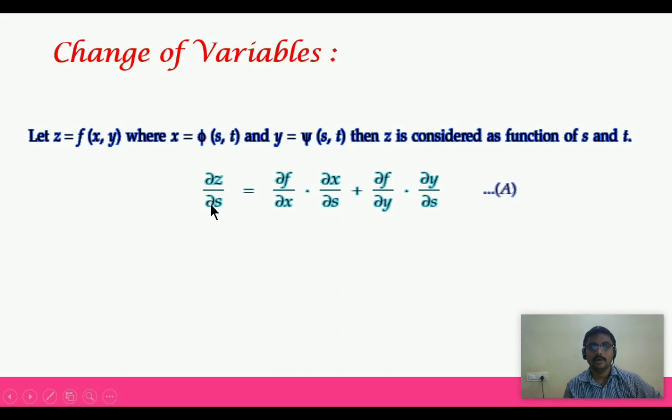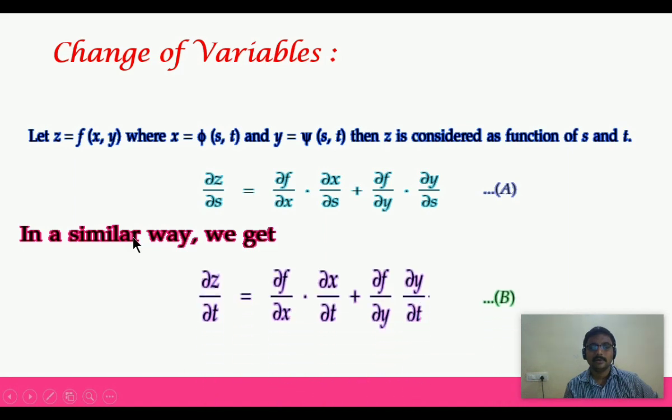Now ∂z/∂s, which is obtained by differentiating z with respect to s, is ∂f/∂x into ∂x/∂s plus ∂f/∂y into ∂y/∂s. Let it be equation A. In a similar manner, we will get ∂z/∂t, that is ∂f/∂x into ∂x/∂t plus ∂f/∂y into ∂y/∂t. Let it be equation B.